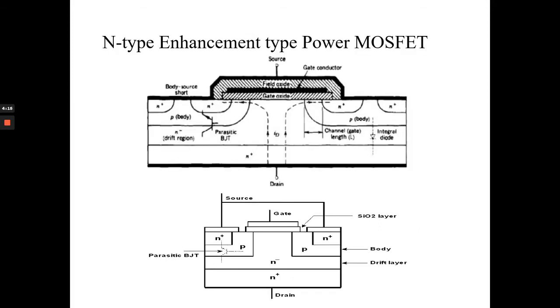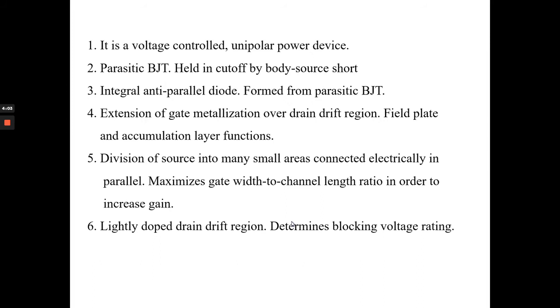This is the cross section of N-type enhancement power MOSFET. The terminals are shown here: drain, source, gate. It is a voltage controlled unipolar power device. Parasitic BJT held in cutoff by body source short. Integral antiparallel diode formed from parasitic BJT. Extension of gate metallization over drain drift region. Field plate and accumulation layer functions.